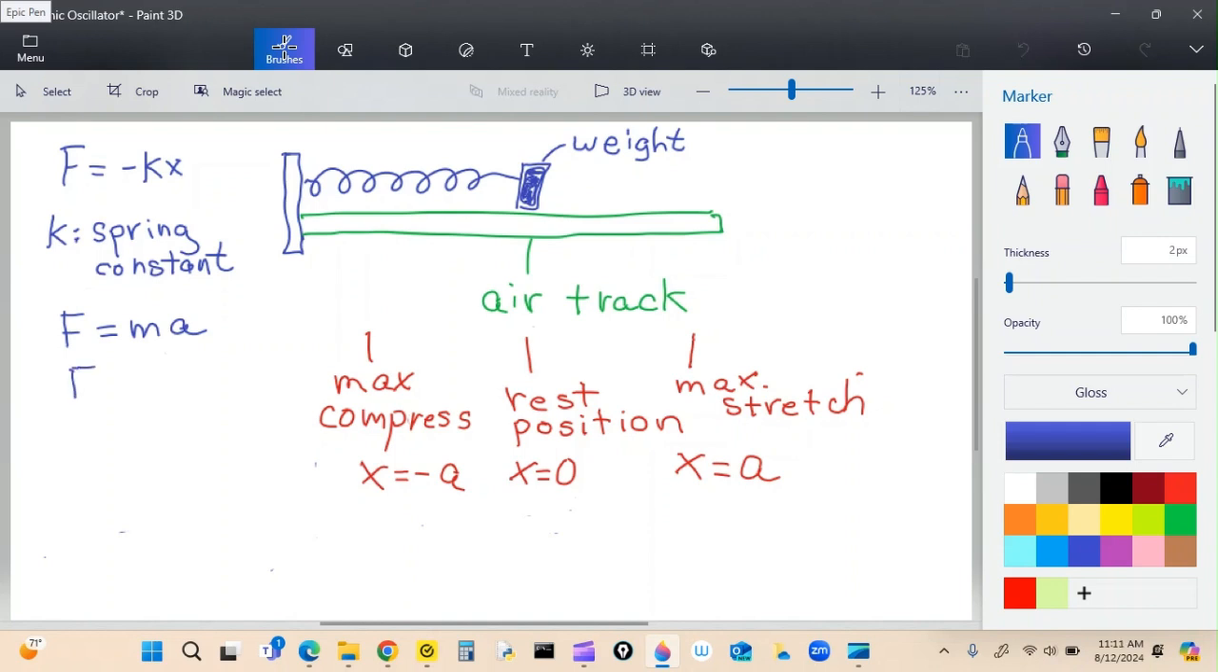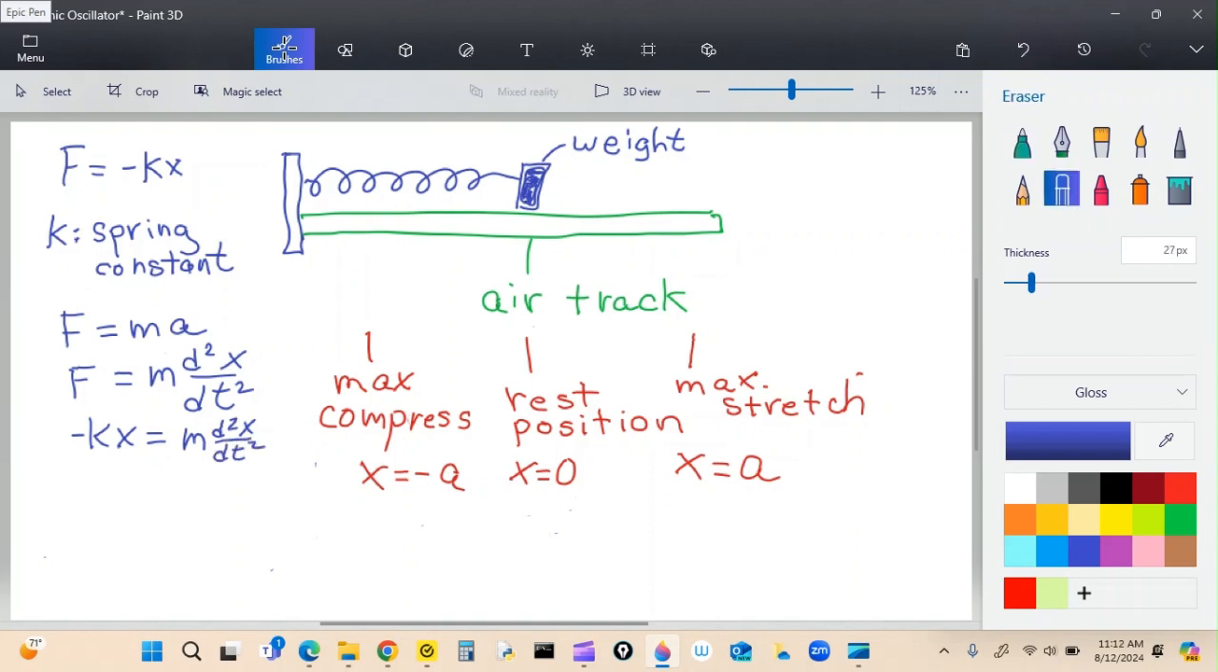And if we put this in a form of an x, that's going to be m times the second derivative of x with respect to time. But what's F? F is a function of x: minus kx. So I'm just going to put minus kx equals m times the second derivative of x with respect to t.